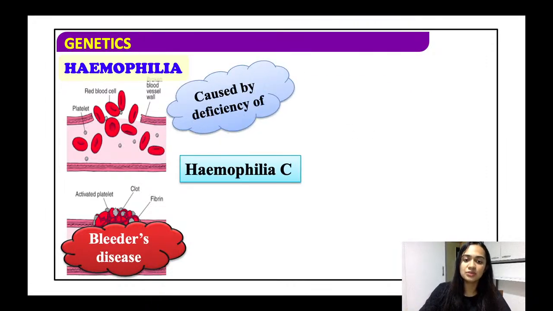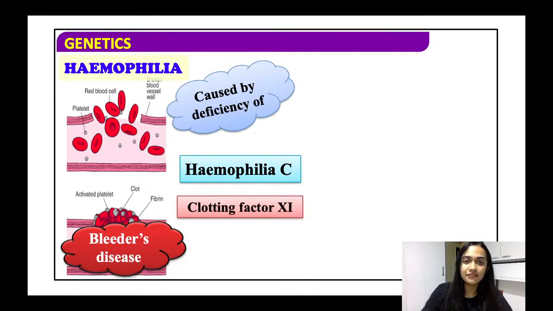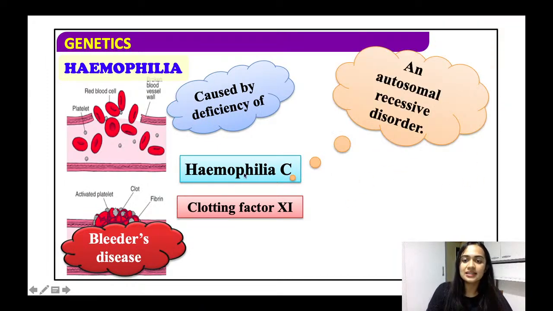Now coming to hemophilia C. It is caused by the deficiency of clotting factor 11. Okay, which was A? A was factor 8, B was 9, and C is factor 11. Alright, and it is an autosomal recessive disorder again.